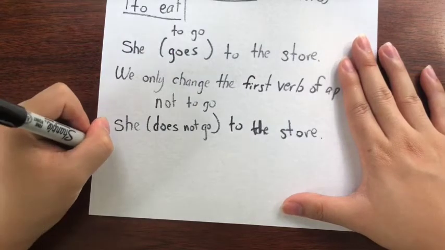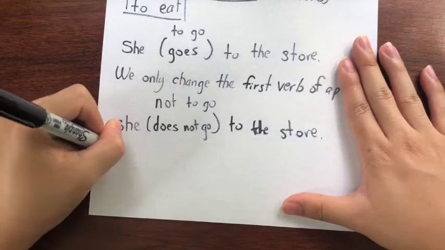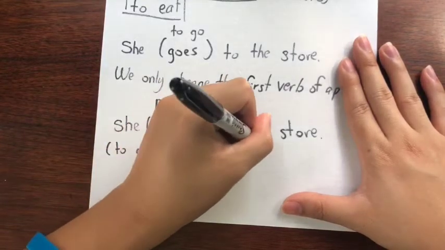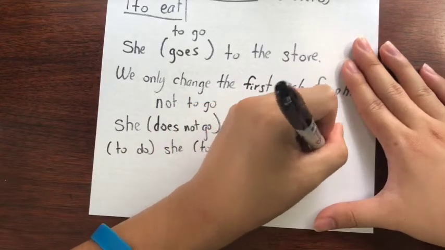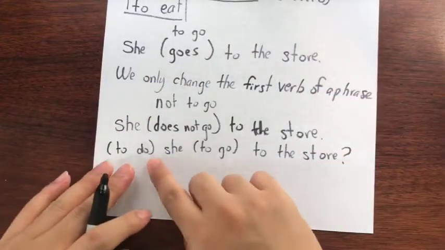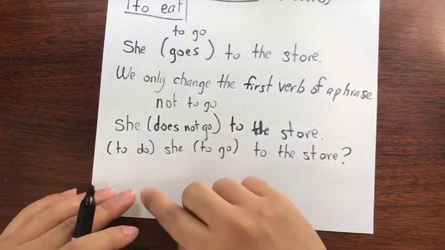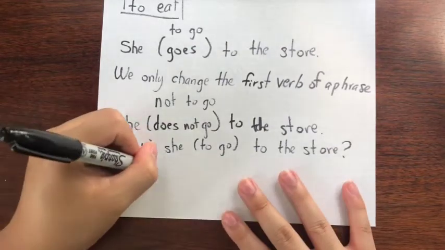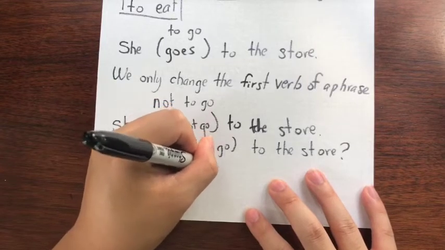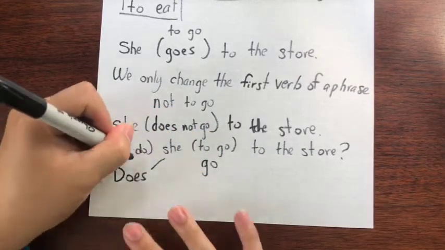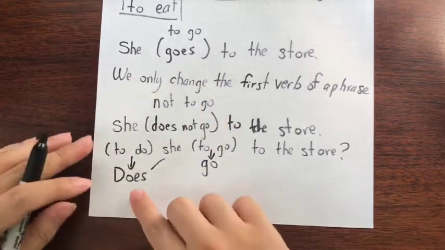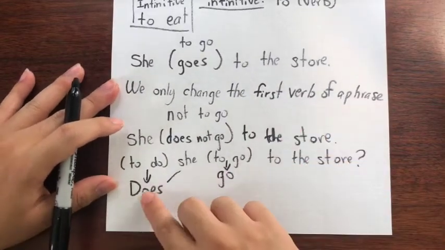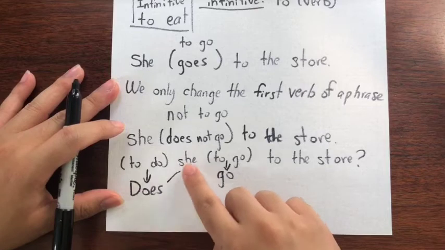The same thing is true for questions. When we ask a question, we start with the word do. But because this is she, we change do to does. Does she go to the store? We're only changing the first verb of a phrase, so we change do to does. Does she go to the store?